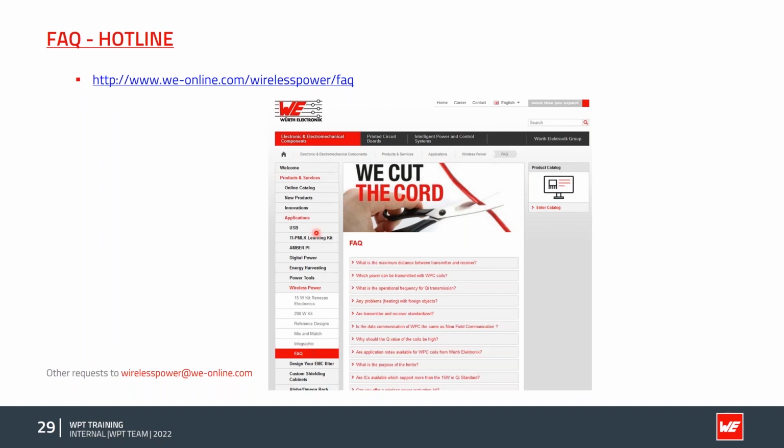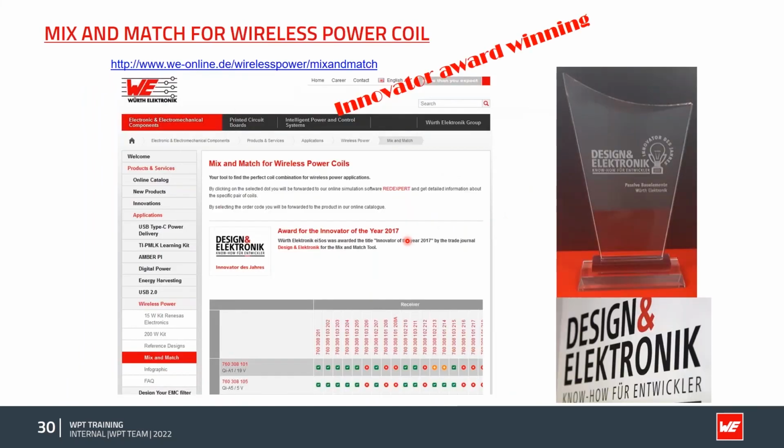We also have an FAQ section where the most asked questions are stated, and you can also read the answers to these questions. We also have our Mix and Match table where you can have a look at the transmitter and receiver coil. For example, you want this combination on the transmitter side, the 101, which is a GA1 design, and on the receiver side, for example, you chose the 205, then you can just click on it.